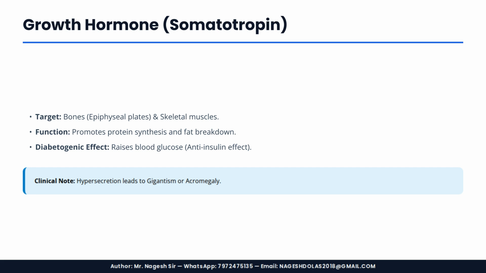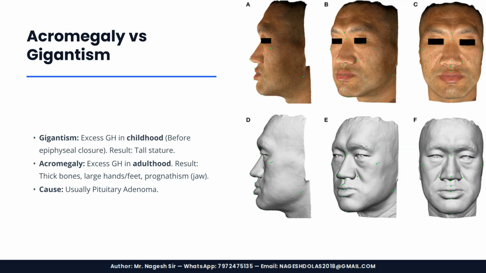Growth hormone, or somatotropin, targets bones and skeletal muscles to promote protein synthesis and fat breakdown. Clinically, it has a diabetogenic effect, raising blood glucose. Hypersecretion leads to gigantism or acromegaly. Gigantism is excess GH in childhood, resulting in tall stature. Acromegaly is excess GH in adulthood, leading to thick bones, large hands and feet, and prognathism, often caused by a pituitary adenoma.